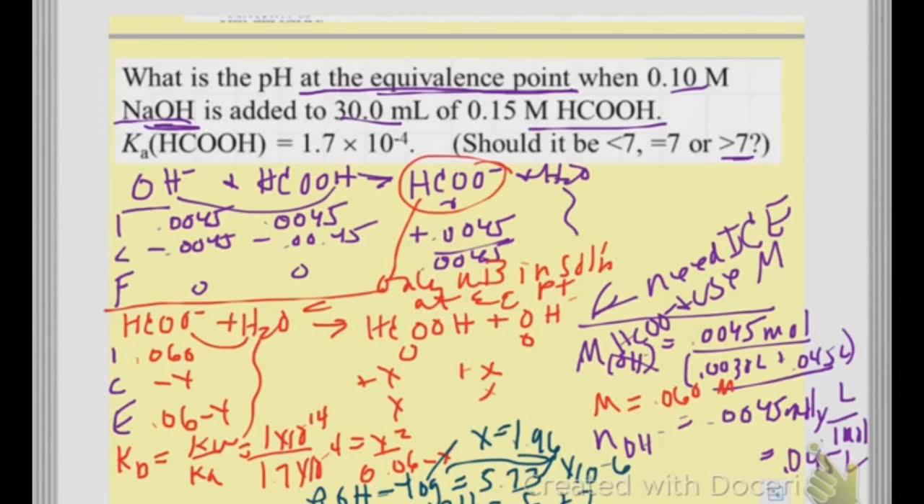So we had said it should be larger than 7, and in fact it is, but that's a lot of work. It's two steps, and it involves going back and forth between moles and molarity, a lot of stuff to keep straight. So the way you figure out how to do this is to do a lot of practice.